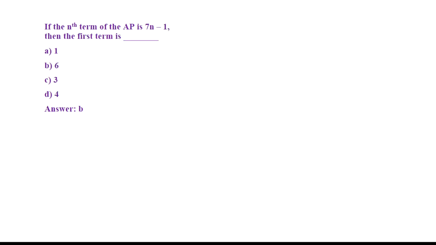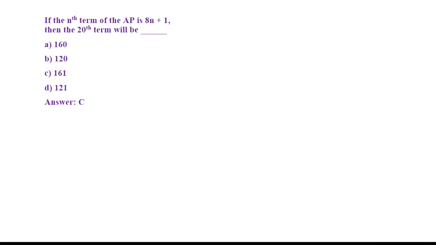The question says, if the nth term of the AP is 7n minus 1, then the first term. So simple. First term means the value of n is how much? Value of n is 1. So just put the value of n as 1 into the formula. It is 7 into 1 minus 1, which is equal to 6. Correct? Okay. Let's move on to the next question.